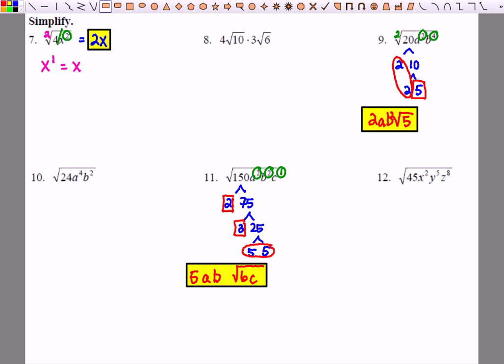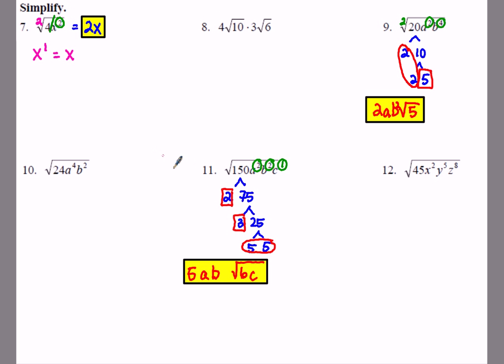And let's try number 12, last one here. We're going to split up your 45. You can't divide it by 2, so we're going to divide it by 3. That'll be 3 times 15, and remember you may do like 5 times 9 if that's easier for you. Then we're going to have 3 times 5, so your pair of 3's, and then 5 is left over, so 3 on the outside, radical 5 on the inside.